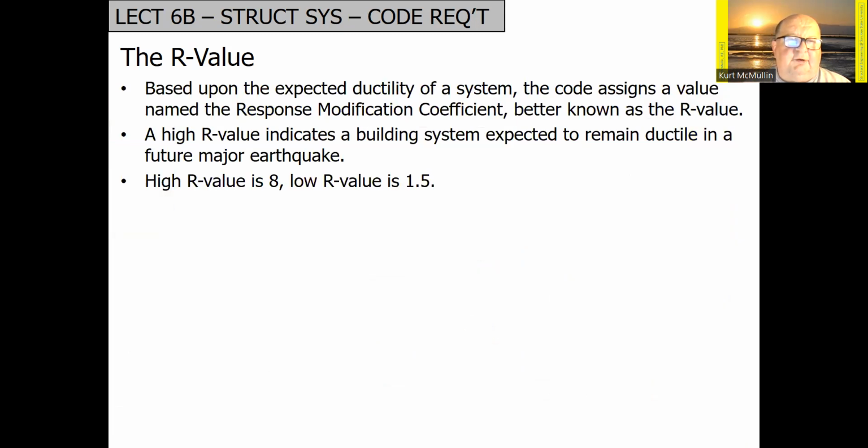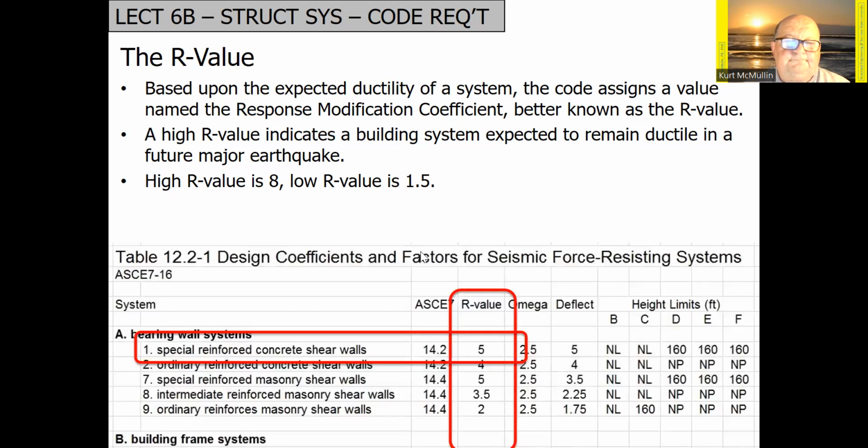So the R value is primarily based upon the expected ductility of a system. The code assigns this response modification coefficient based on, through experience, how we expect a system to behave ductile. A high R value indicates the building system is expected to remain ductile in a future major earthquake. High values of R would be 8. A low R value would be maybe 1.5.